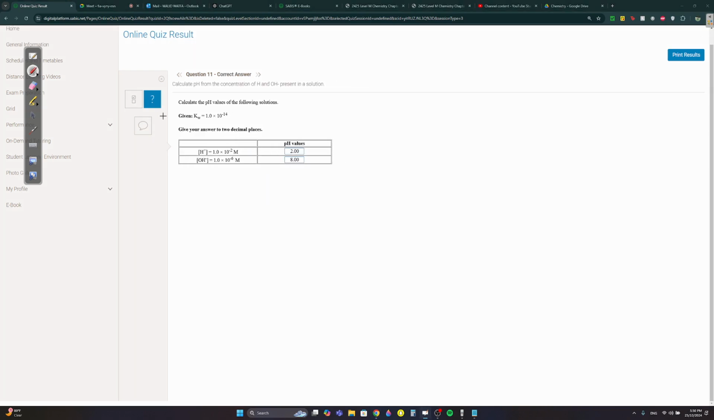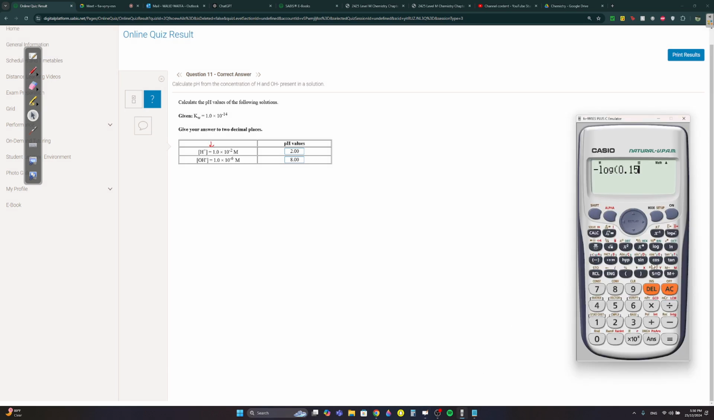Question 11. Okay, here again, find the pH. They gave you the concentration of H plus. So it's a direct application. You can just put minus log the concentration of H plus, which is 10 to the power of minus 2, right? So it's going to be 2. And they want two decimal places, so put 2.00. And then here, they gave you concentration of OH. There is a formula. You can do this.